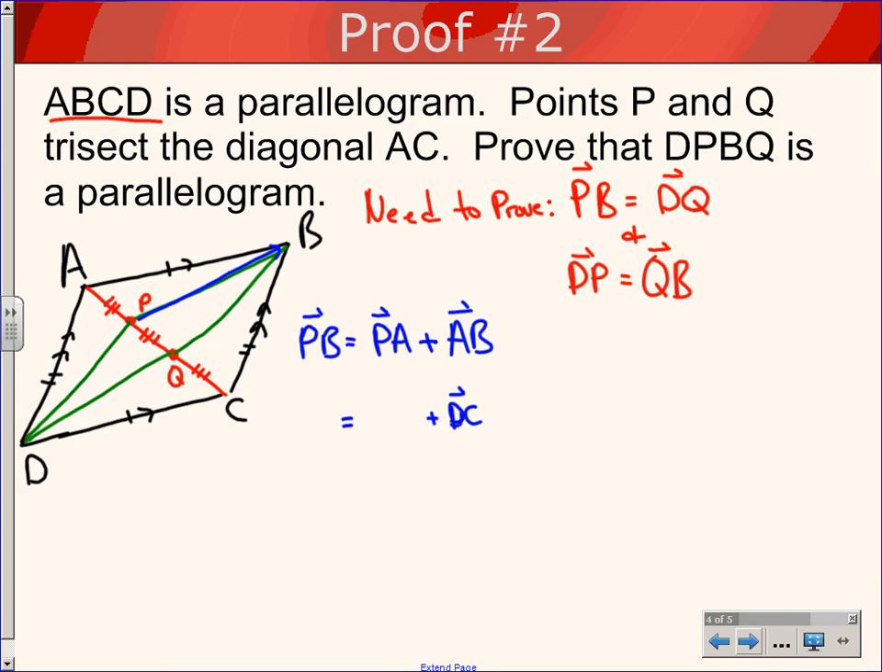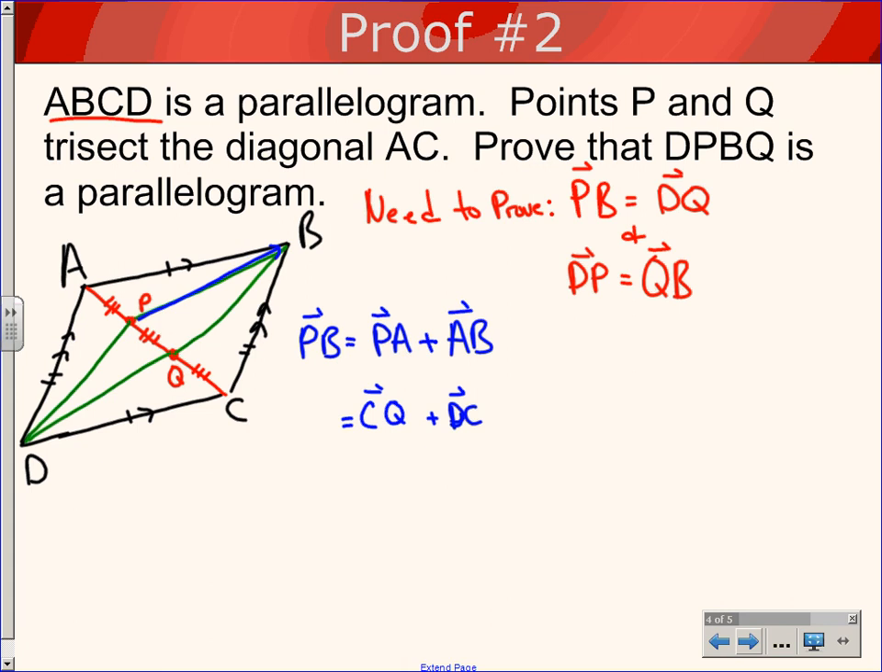Then PA, I've got a couple of choices there. PA is one of those trisected lengths. So PA is the same as QP. It's also the same as CQ, and that's the one we want to choose because it's closer to what we're trying to get in the end. So I'm going to change vector PA into vector CQ.